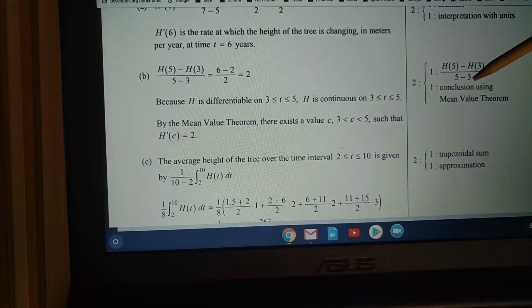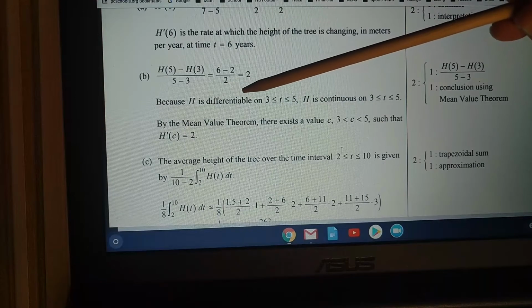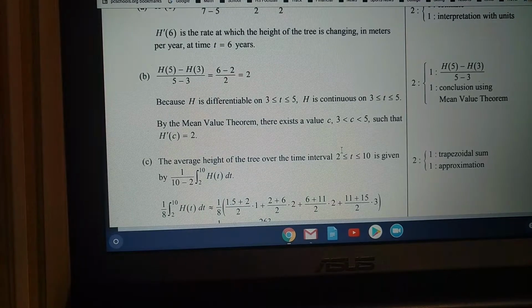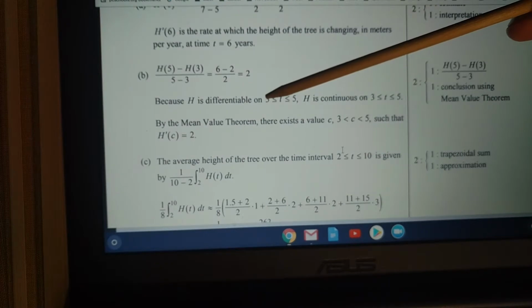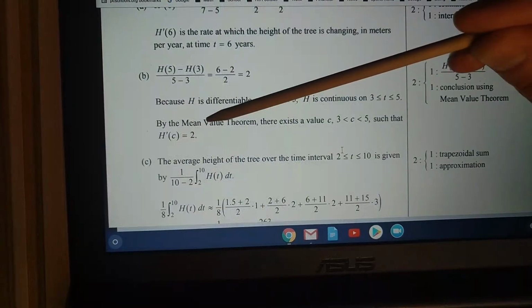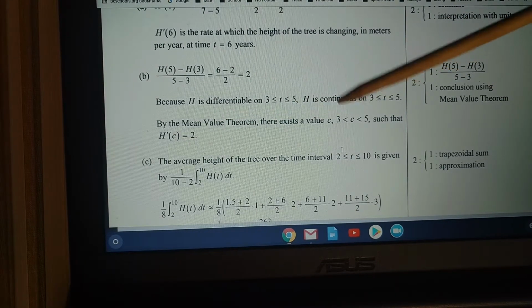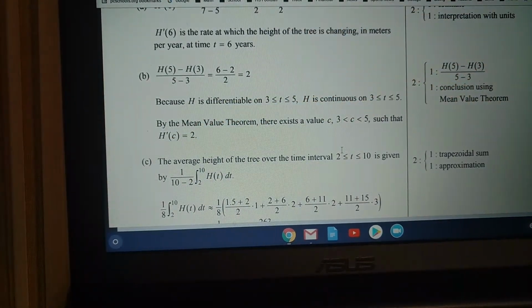So then our conclusion, first off, to get our conclusion point, this is the hard point. We must reference that it is differentiable and continuous. That's a requirement for the mean value theorem. On a closed interval, we can either specify this closed interval or we can say on a closed interval. Then we have to reference the mean value theorem and state what the conclusion is, that there does exist a value c in between 3 to 5 such that the derivative at that value of c is equal to 2. So all of that has to be present to get those 2 points.